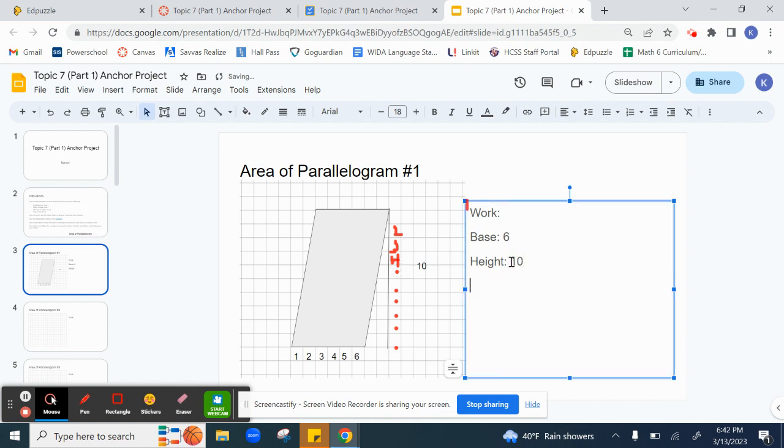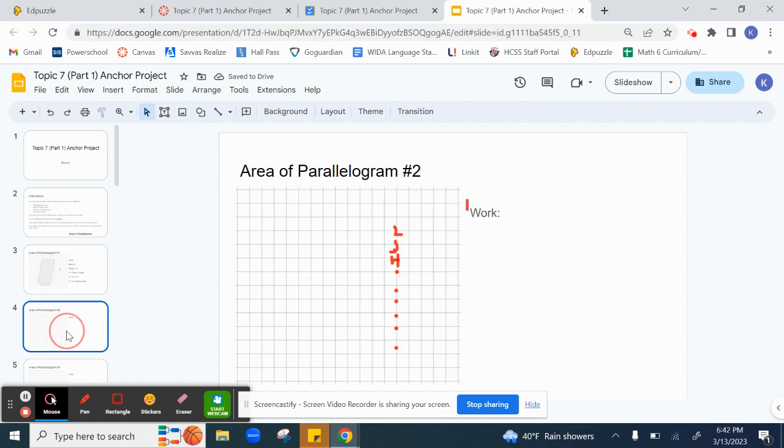All right, now let's find the area. The area of a parallelogram is base times height, which is 6 times 10. So the total area is 60 square units. All right, let's move on to the next one.